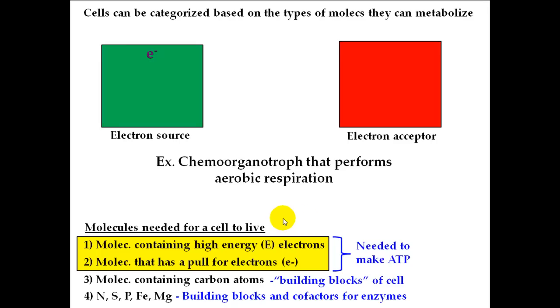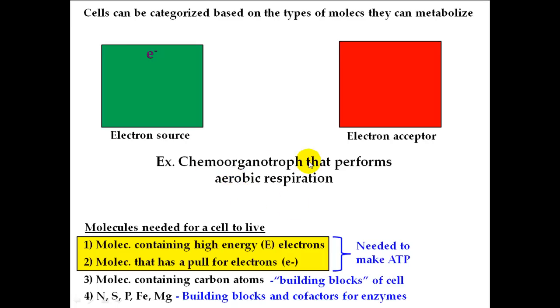For example, you could say that there are cells that are chemoorganotrophs that perform aerobic respiration. If you consider each one of these terms, it'll tell you exactly what it's doing as far as its metabolism is concerned. Remember, chemoorganotroph tells you that as its electron source, it uses something organic. Respiration tells you that it uses something inorganic as its electron acceptor. This aerobic here tells you that specifically the inorganic molecule that it's using as its electron acceptor is oxygen.